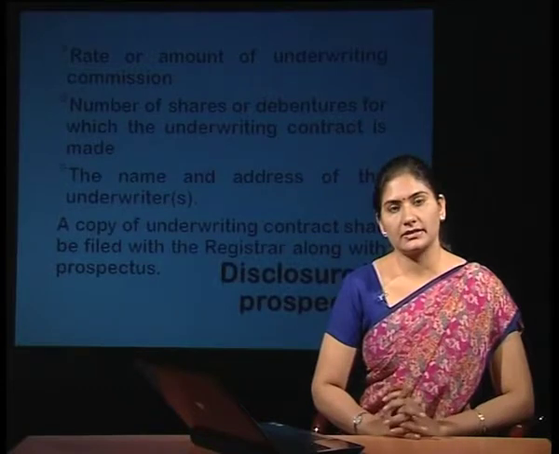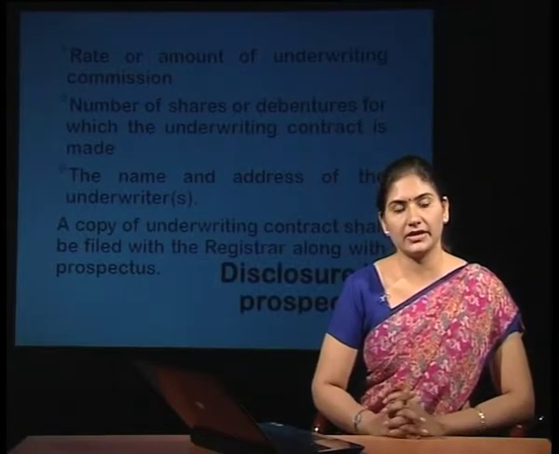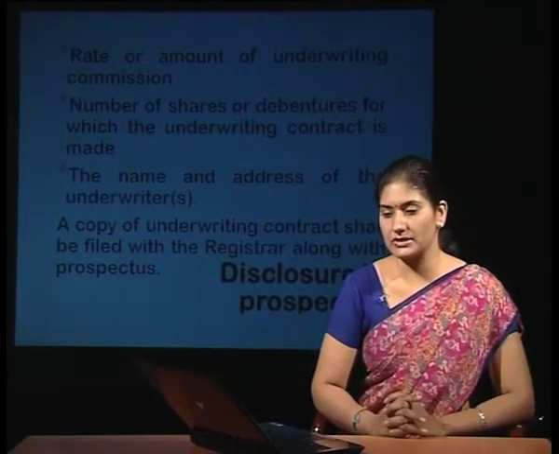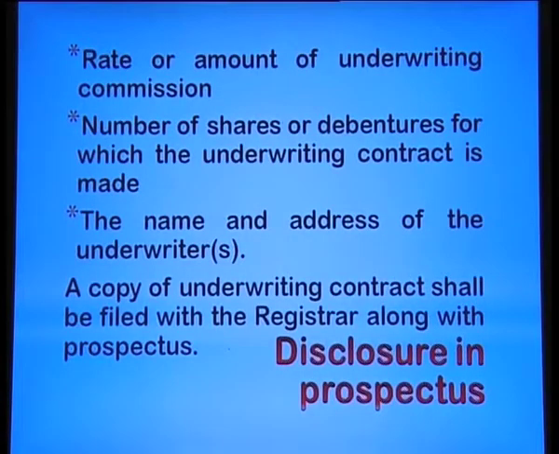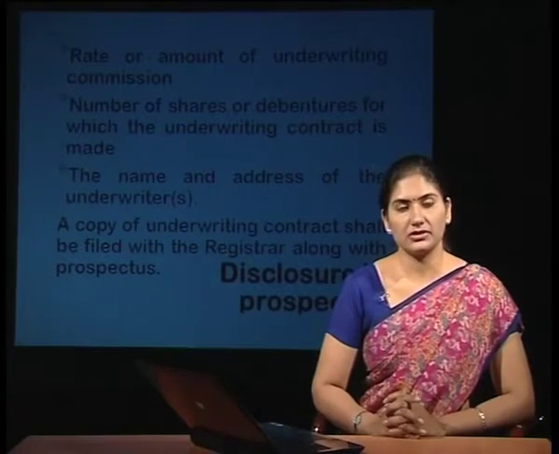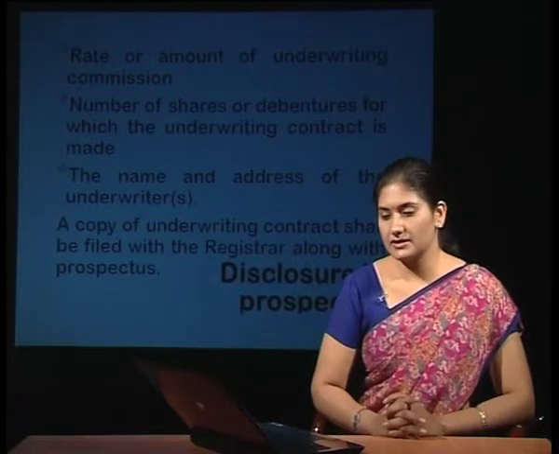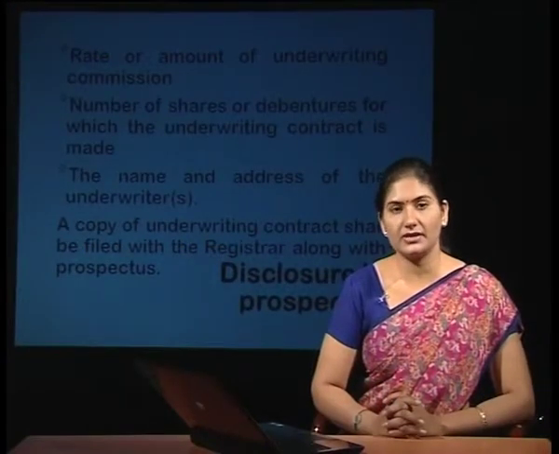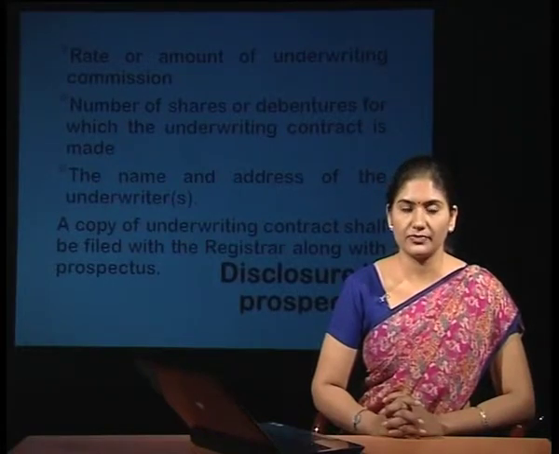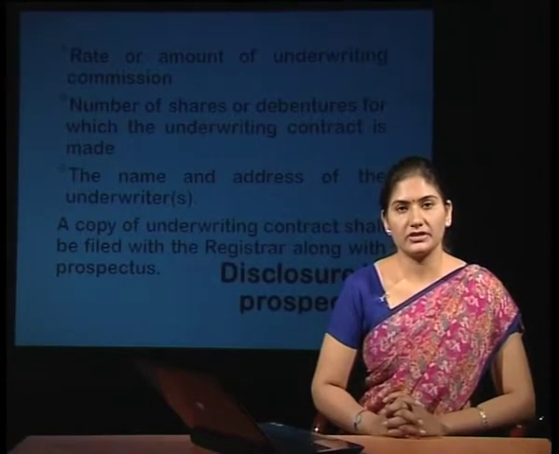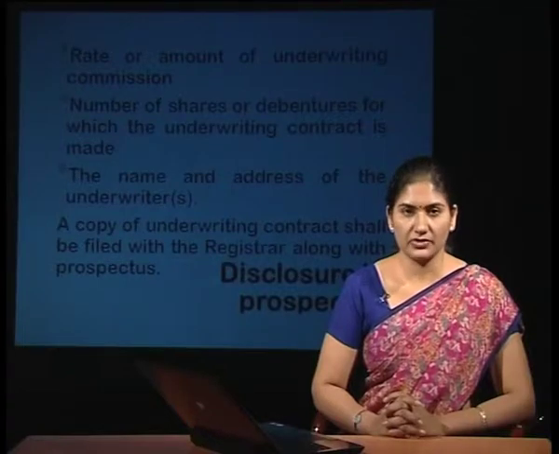Now let us discuss what has to be disclosed regarding the underwriting commission in the prospectus. The first thing which needs to be disclosed is the rate or amount of underwriting commission. So whatever is being paid to the underwriter, it has to be disclosed on the face of the prospectus. Second is the number of shares or debentures for which the underwriting contract is made. It's not necessary that there could be only one underwriter for the whole of the public issue. There could be many underwriters. So, an explanation of the amount of shares that they agree to underwrite should be given in the prospectus.